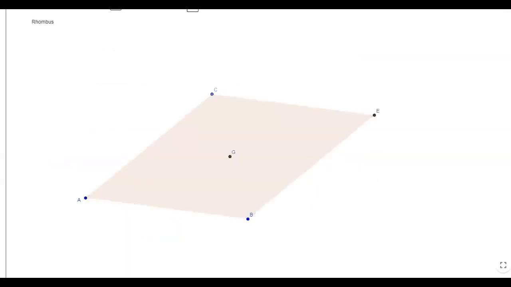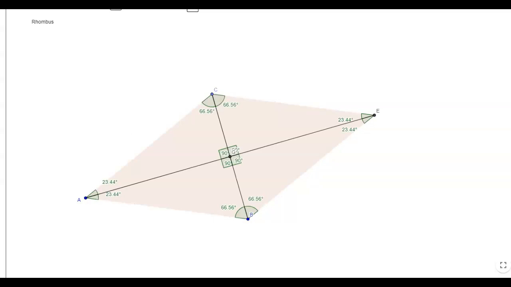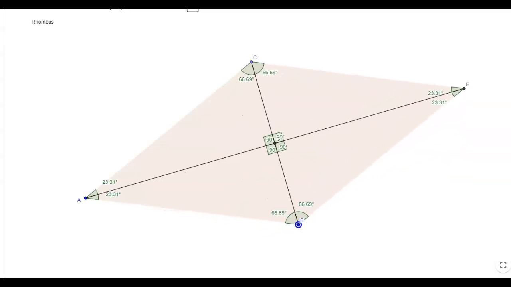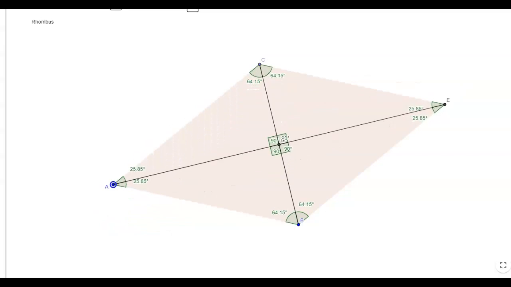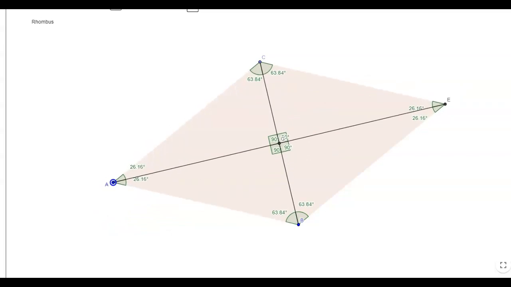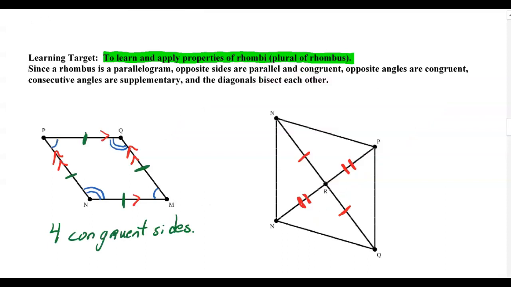So if I look at this visual, I'm going to add the diagonals. And if you add the diagonals, notice in the middle we have 4 right angles. Even if I were to change the rhombus's shape, notice that we still have 4 right angles. So one property of a rhombus is the diagonals are perpendicular. And I'm going to write that down. So the diagonals are perpendicular. So I'm going to add the right angles in the middle.